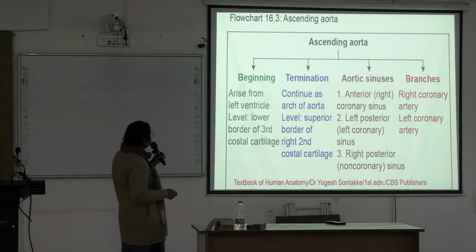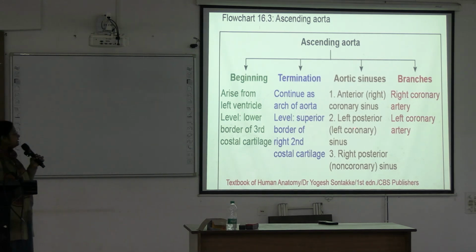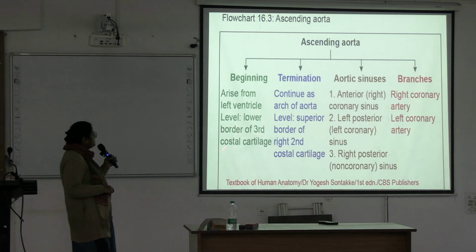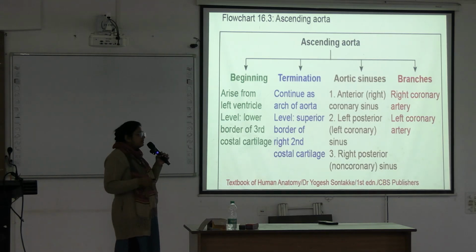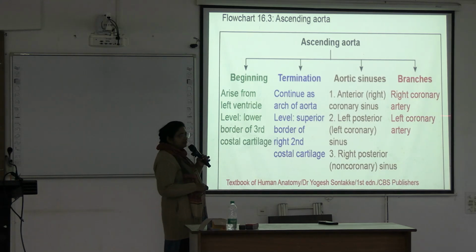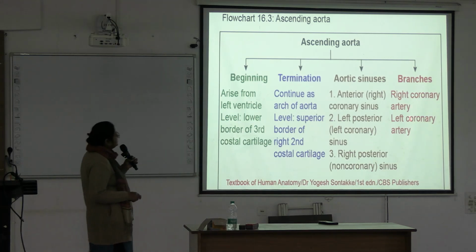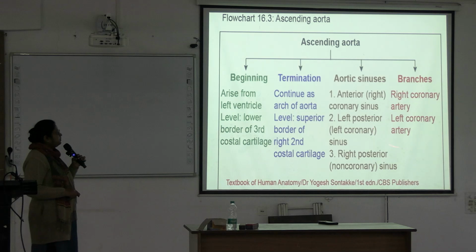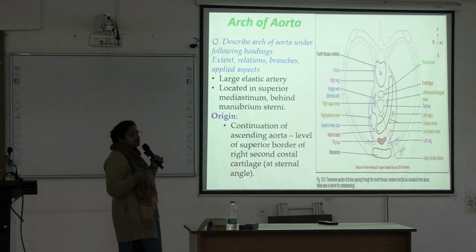Next, this is the summarization. The ascending aorta arises from the left ventricle at the level of the lower border of the third costal cartilage. It continues as the arch of the aorta at the level of the superior border of the right second costal cartilage. Three aortic sinuses are there: anterior or right coronary sinus, left posterior or left coronary sinus, and right posterior or non-coronary sinus. The branches from the ascending aorta are the right coronary artery and left coronary artery. Next, we are going to the arch of the aorta.